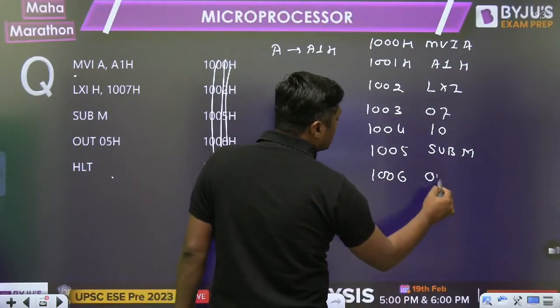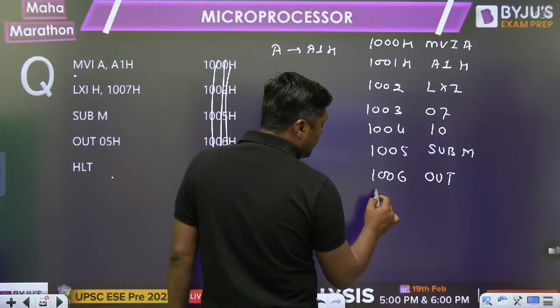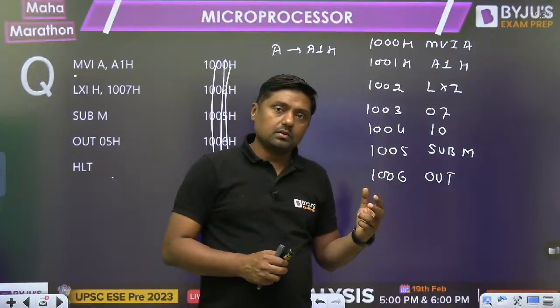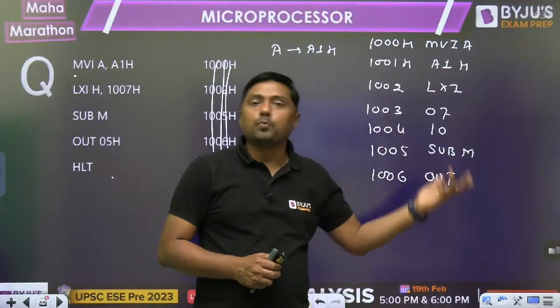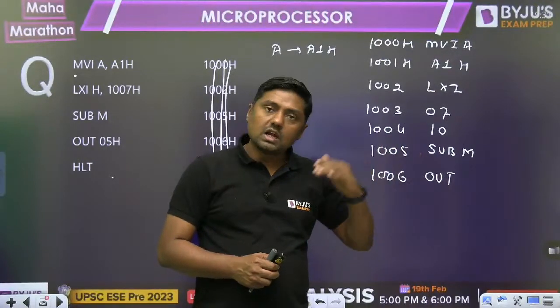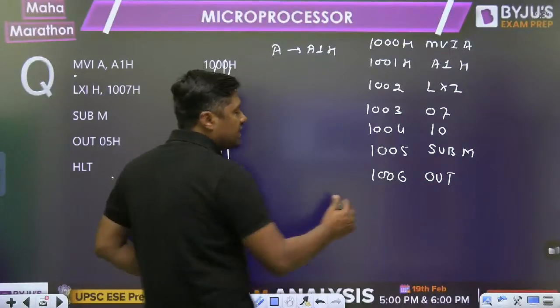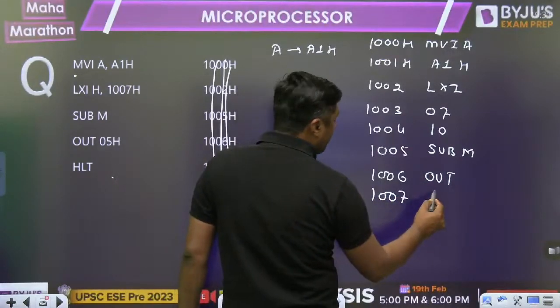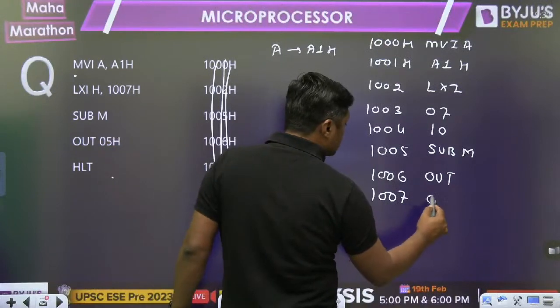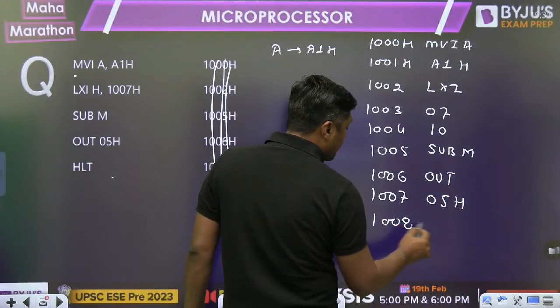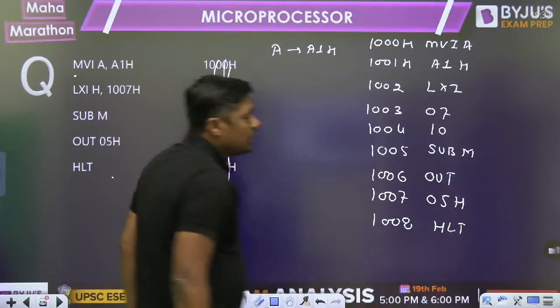OUT 05. And what does OUT mean? The content of the accumulator will be displayed at the output port. Right, it is transferred from the accumulator to the output port. And what is the address of the output port? The 8-bit address that is given by 05H. Finally, halt. The program will stop here.